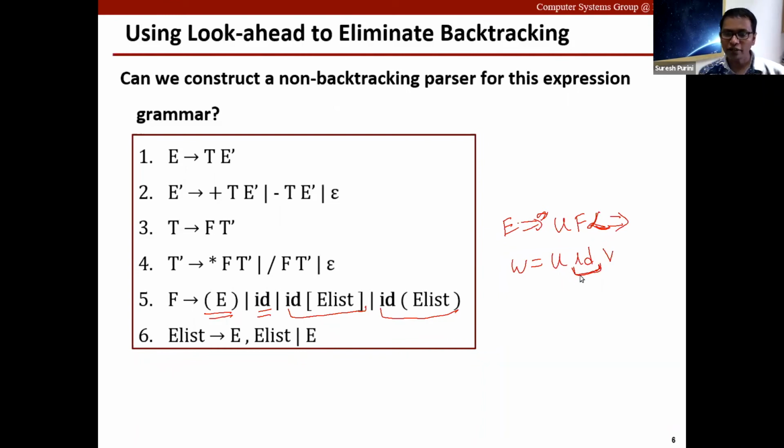So now the current input symbol is ID, and if you look at the alternate production rules for the non-terminal symbol F, there are multiple possibilities. Either you can use the first substitution rule, the second, the third, or the fourth substitution rule. So here, one lookahead symbol is not sufficient for us to deterministically pick one of the possible substitution rules. So we can possibly use two lookahead symbols. So that's an easy problem to solve.